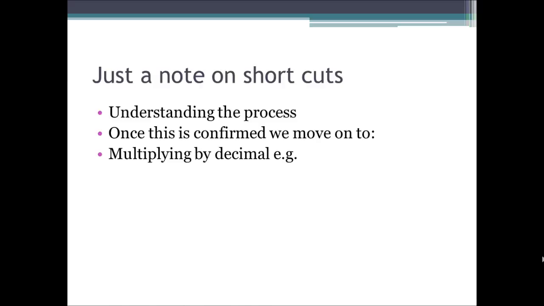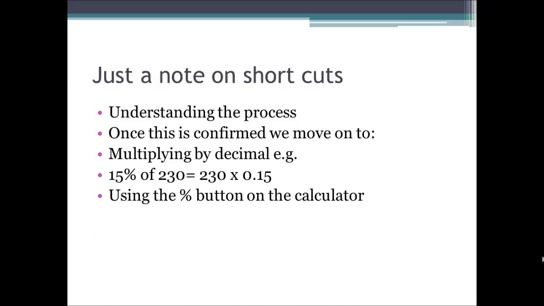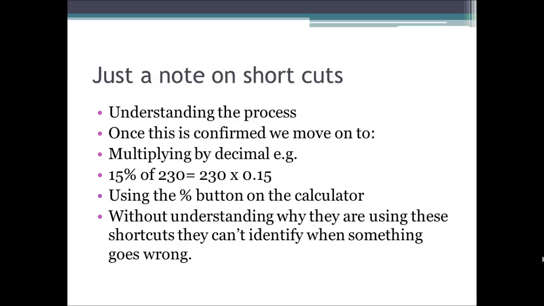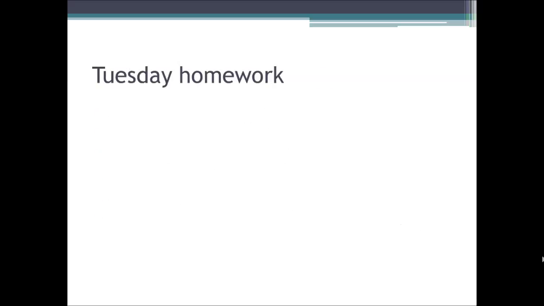Something like multiplying by a decimal. For example, 15% of 230, instead of dividing the 230 by 100 then multiplying by 15, we can just multiply it by 15 hundredths, or 0.15. So 230 multiplied by 0.15 will give you the same result. You can also use a percentage calculator on buttons. However, if students go to use both of these without a solid knowledge of what percentage is, if something goes wrong, they're not going to know what it is. They're not going to know how to go back and fix it, and they're not going to know what a reasonable answer is. And that's a problem we have a lot with shortcuts.